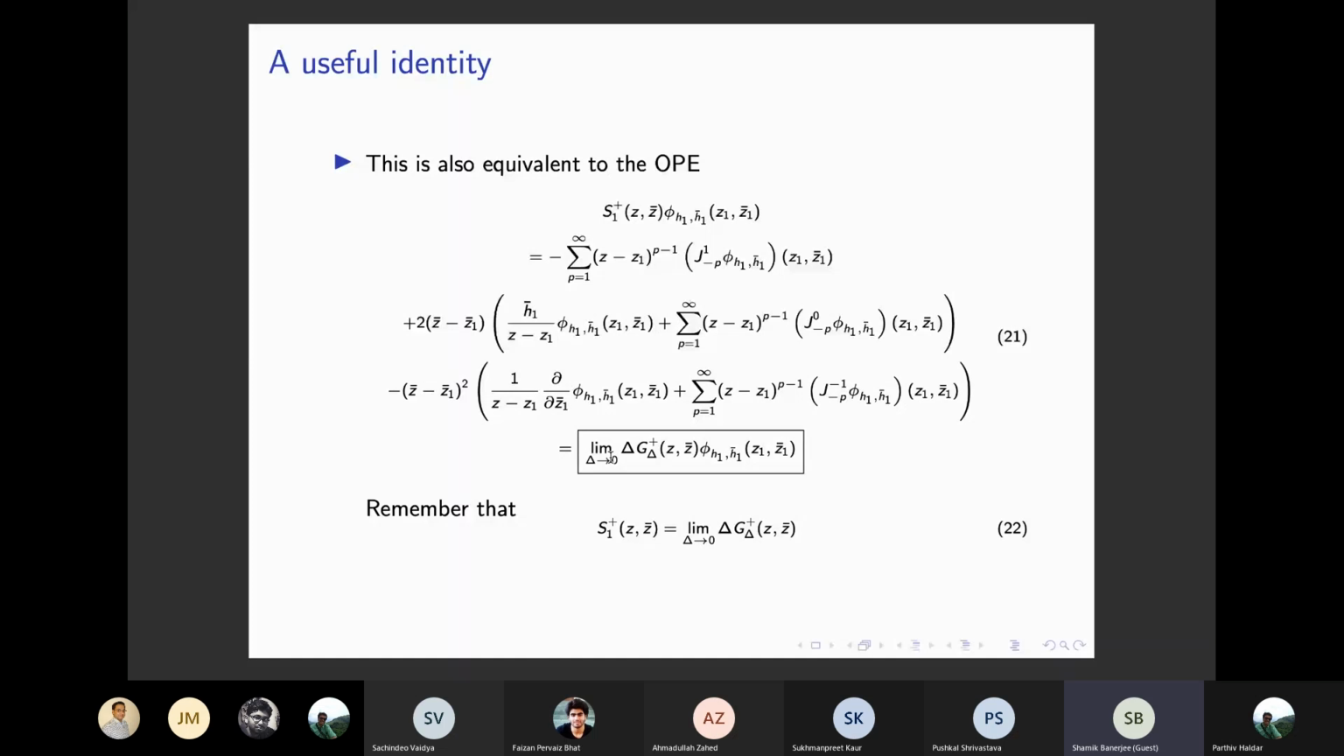And this is also important, that if you know the OPE between this G plus delta z z bar and phi h1 bar, and now if you take delta to 0, then what you will get is given by this, and we'll see that this is an extremely powerful thing.